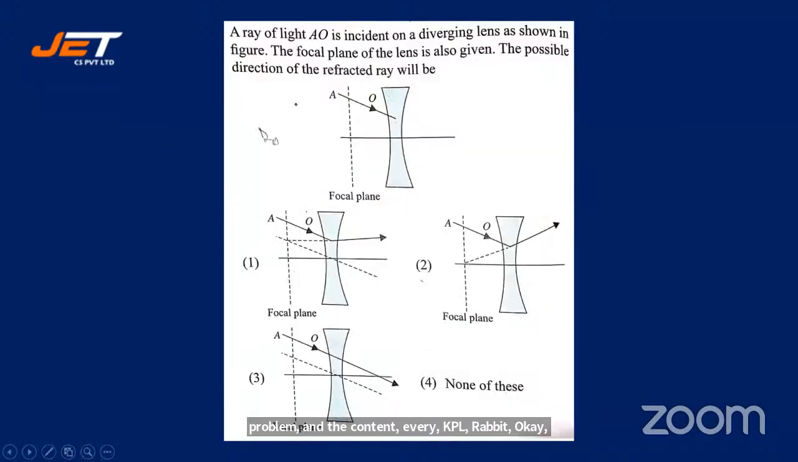A ray of light AO is incident on a diverging lens as shown in the figure. The focal plane of the lens is also given. The possible direction of the refracted ray will be 1, 2, 3 or 4.